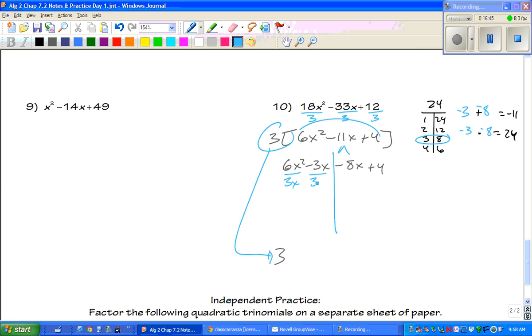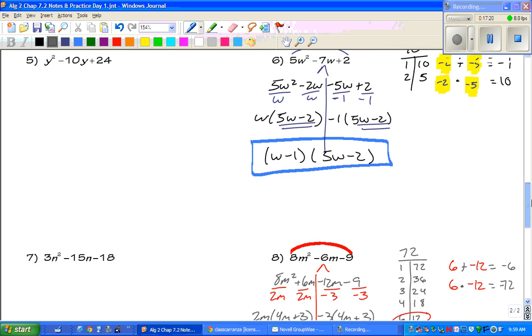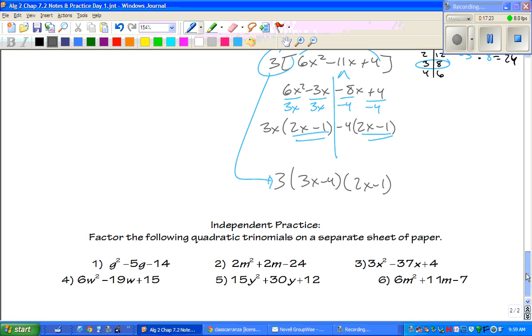We can take out a 3x and a -4. Okay, so the 3x comes out front, and we're left with 2x minus 1. And then we factored out a -4, and then we're left with 2x minus 1, which is good, because those are the same. And then we get 3x minus 4, 2x minus 1.